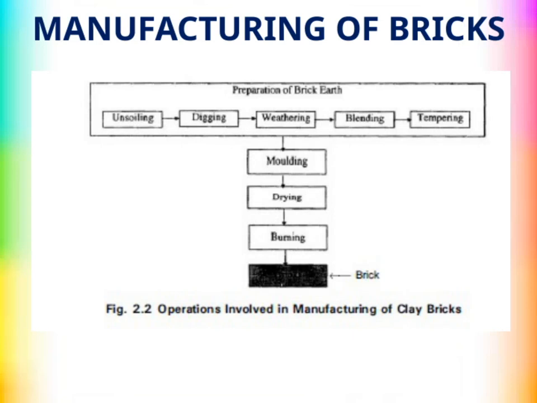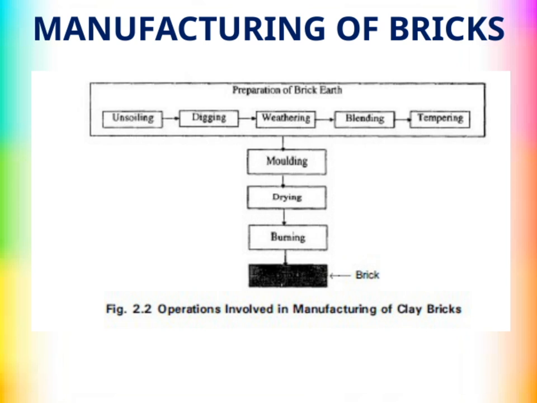Let's take a closer look at the manufacturing of bricks. This process is fundamental to construction and has evolved over centuries to become more efficient and sustainable. First, the raw materials, mainly clay or shale, are extracted from the earth. These materials are then prepared by mixing and refining to ensure consistency. Once prepared, the mixture is shaped into bricks, either by molding or extrusion.